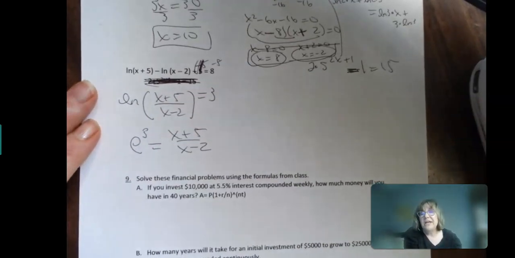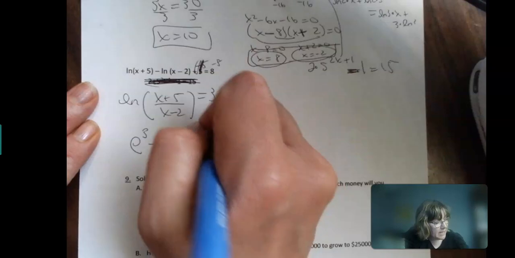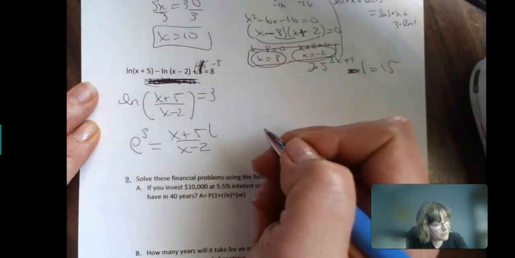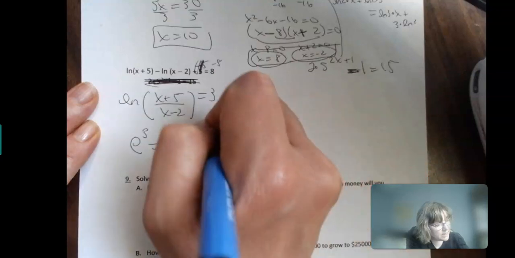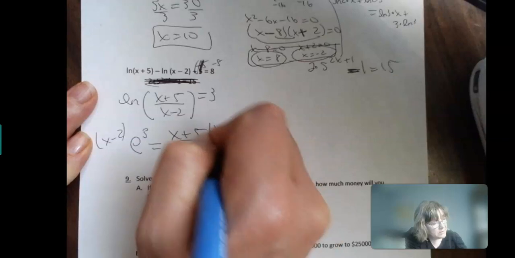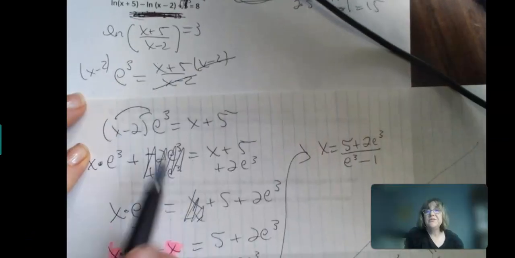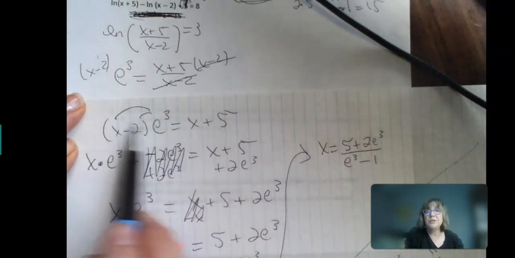Now, to solve this kind of depends on what you like. If you like to cross multiply, let's see, what do I have here? I'm probably going to multiply both sides by x minus 2. And again, I'm going to pause and get more paper here. Okay, so to finish this one, I cleared the fraction, multiply both sides.